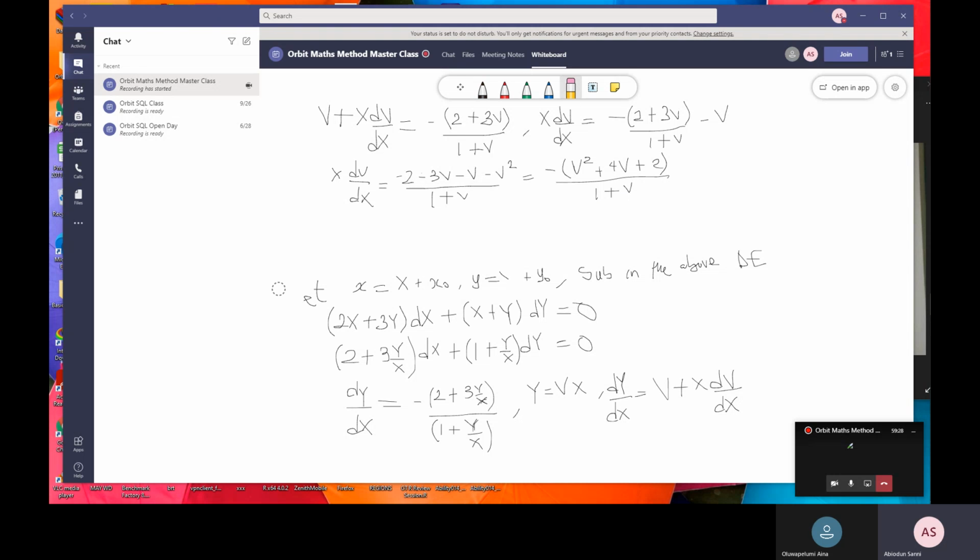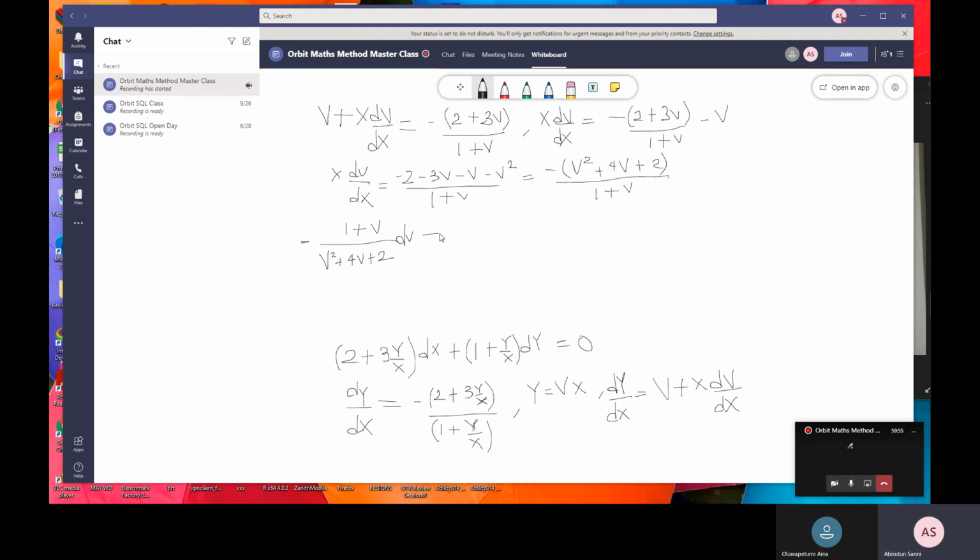So the next thing is to separate the v and the x. So I can now have 1 plus v, all over, let me just put the minus here, all over v squared plus 4v plus 2, dv is equal to dx over x. Now, we integrate both sides.